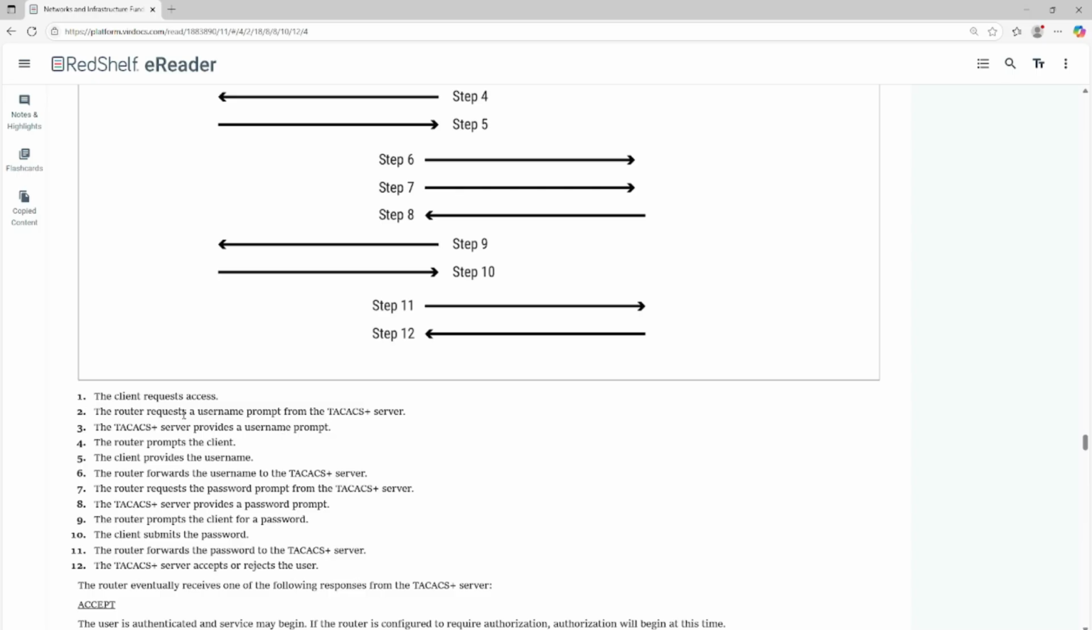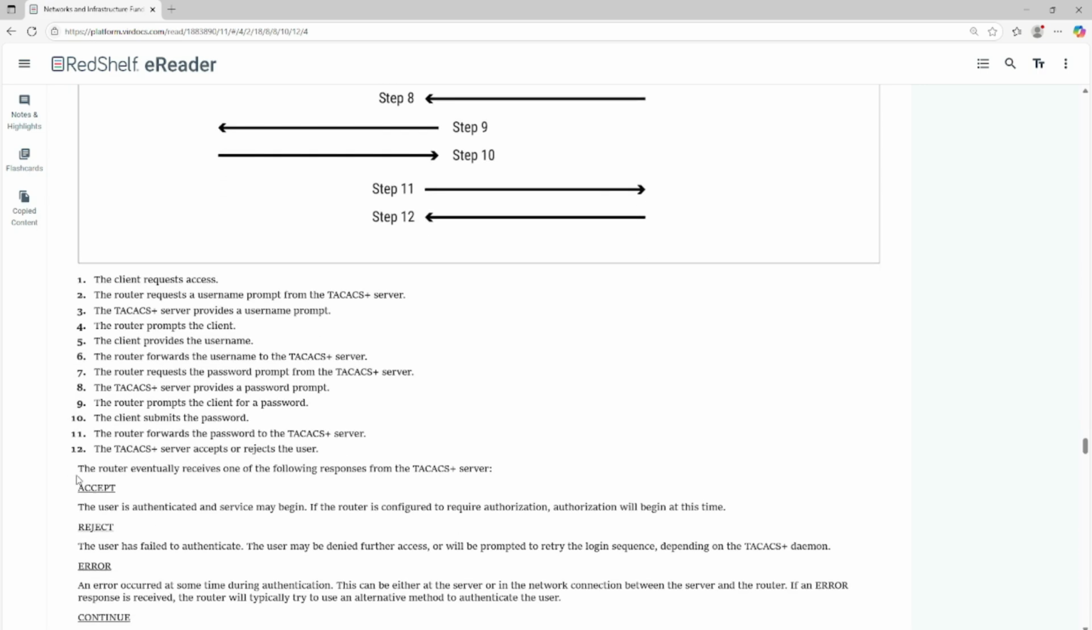So instead of the server reaching out, it is the router that sends the request, and then the server sends it back. The router prompts the client. The client provides the username. The router forwards the username to the server. The router requests the password prompt from the server, and then the server provides a password prompt. The router prompts the client for a password. The client submits the password. The router forwards the password to the server. The server accepts or rejects the user.